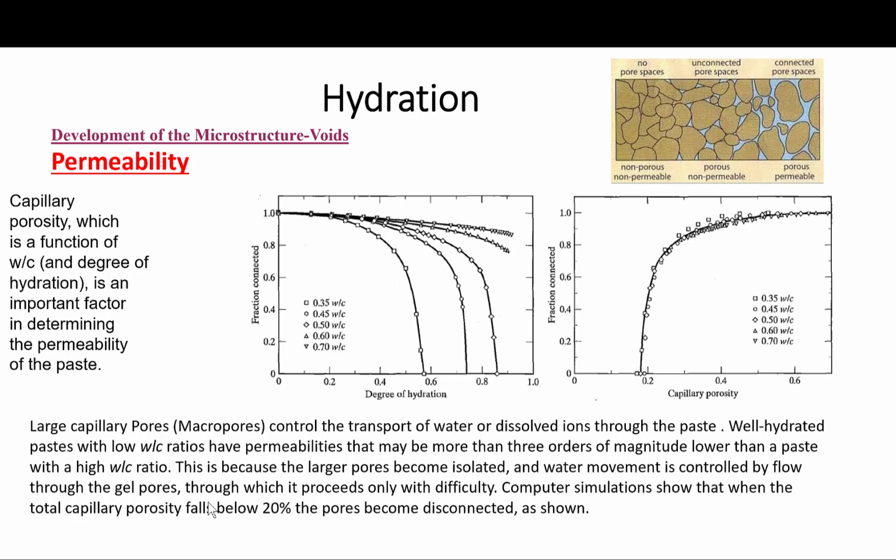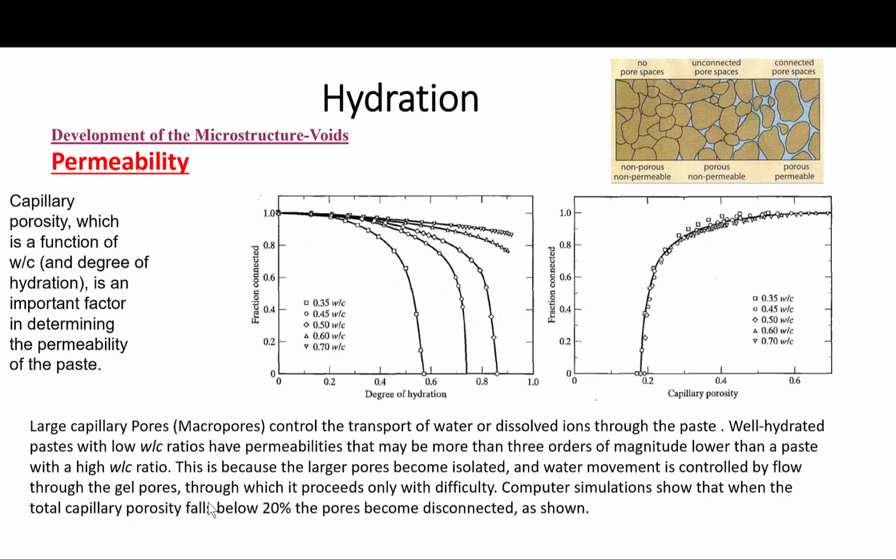Large capillary pores, the macropores, control the transport of water or dissolved ions through the paste. So well-hydrated paste with low water cement ratios have permeabilities that may be more than 3 orders of magnitude lower than a paste with high water cement ratio. So that will give you really an appreciation of the impact of high water cement ratio. This is because the larger pores in lower cement ratio become isolated.